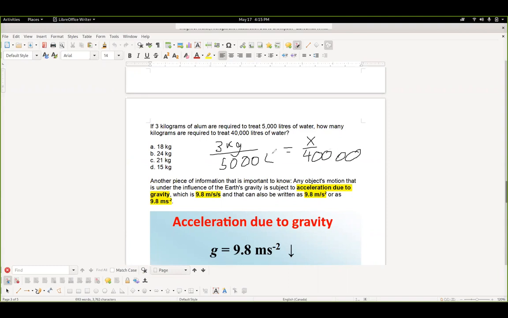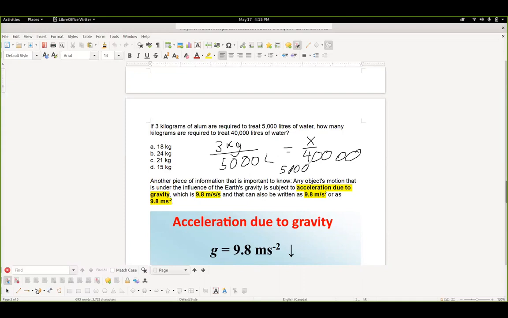So there's a couple ways actually that you could go about it. You could think, well, how many times does 5,000 go into 40,000? You could do division there, and your calculator would help you. So 40,000 divided by 5,000 would be 8. Then you'd multiply the 3 by 8 and you get 24. Or we can do cross multiplication like we talked about. So 5,000 times X gives us 5,000X.